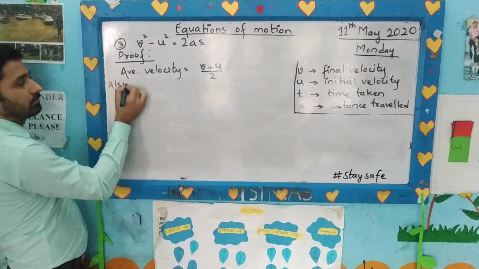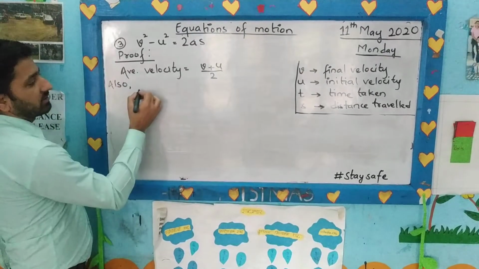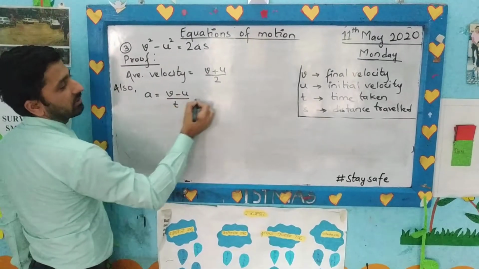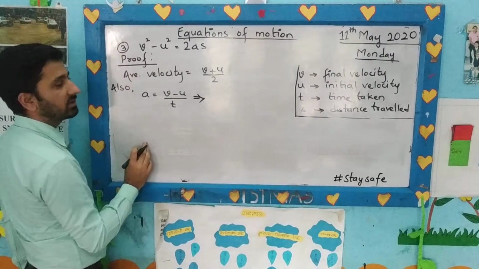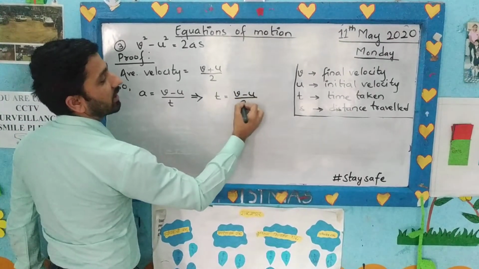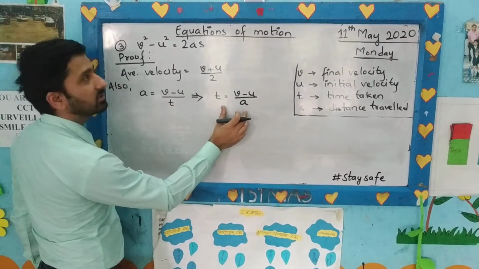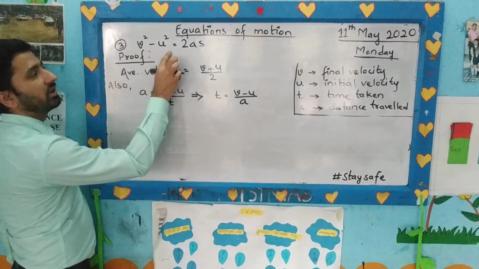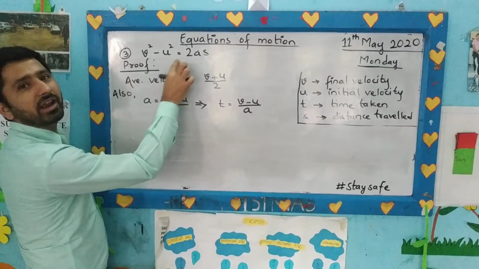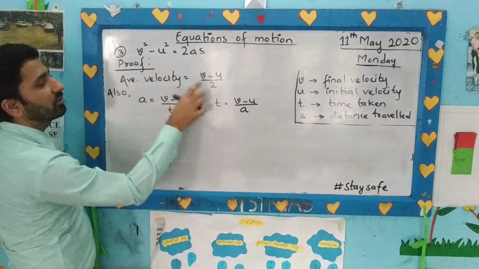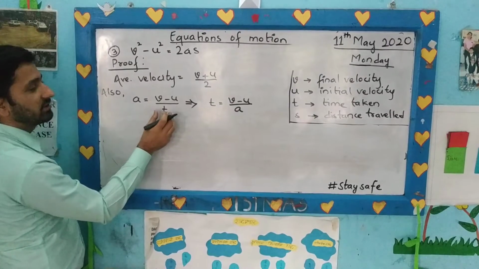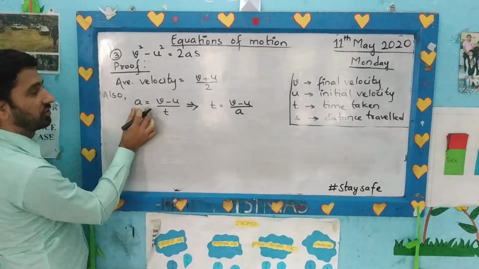Also, according to the definition of acceleration, a equals v minus u divided by t. From here, we get t equals v minus u divided by a. Why are we getting this? Because in the third relation, v square minus u square equals 2as, there is no time taken, no t. That's why we have to substitute the value of t, and for that we are taking the value of t from the definition of acceleration.